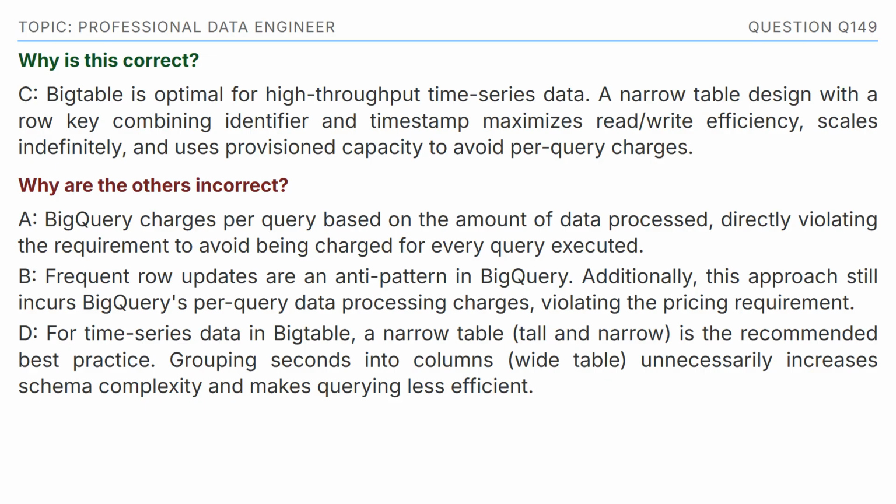Why are the others incorrect? A. BigQuery charges per query based on the amount of data processed, directly violating the requirement to avoid being charged for every query executed. B. Frequent row updates are an anti-pattern in BigQuery. Additionally, this approach still incurs BigQuery's per-query data processing charges, violating the pricing requirement. D. For time series data in Bigtable, a narrow table, tall and narrow, is the recommended best practice. Grouping seconds into columns, a wide table, unnecessarily increases schema complexity and makes querying less efficient.